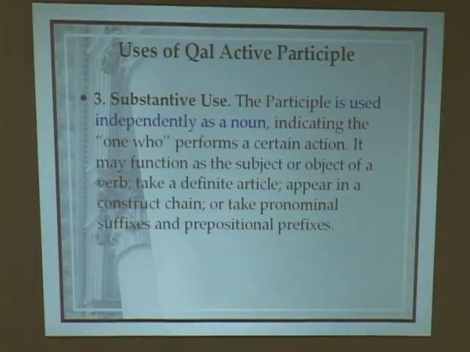And the third use is substantive use. The participle is used independently as a noun. Substantive use we already discussed. When an adjective acts substantively, it basically replaces the subject or a noun in the sentence. Okay? The participle is used independently as a noun, indicating the one who performs a certain action. It may function as a subject or object of a verb, take a definite article, appear in the construct chain, or take pronominal suffixes and prepositional prefixes.